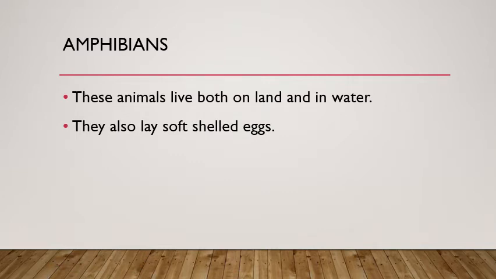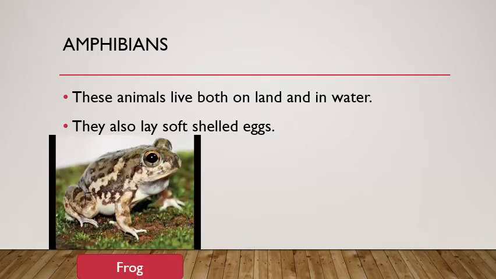Next, we are going to see about amphibians. Amphibians means these animals live both on land and in water. They also lay soft shelled eggs. Now, you all might have seen the egg in your house, the chicken eggs. Those have hard shells, not very soft, not very hard, but they are called the hard shells. These amphibians have soft shelled eggs. They have the capacity to live on land and in water.